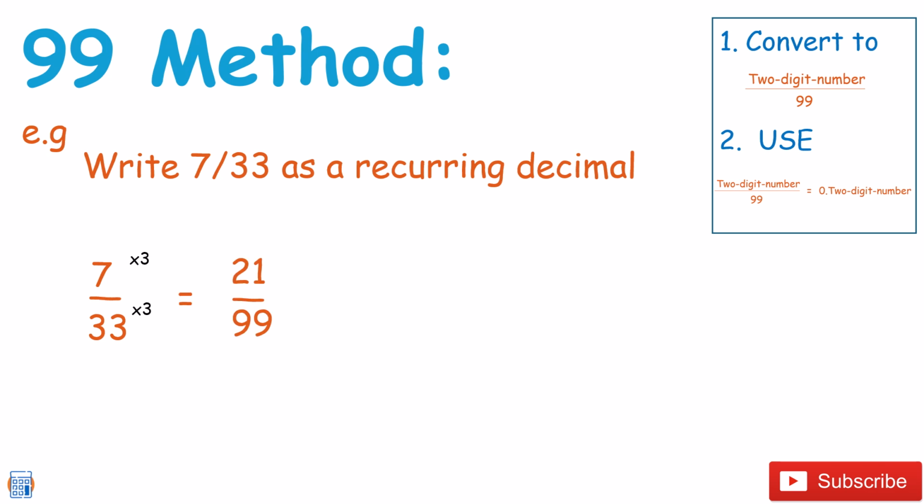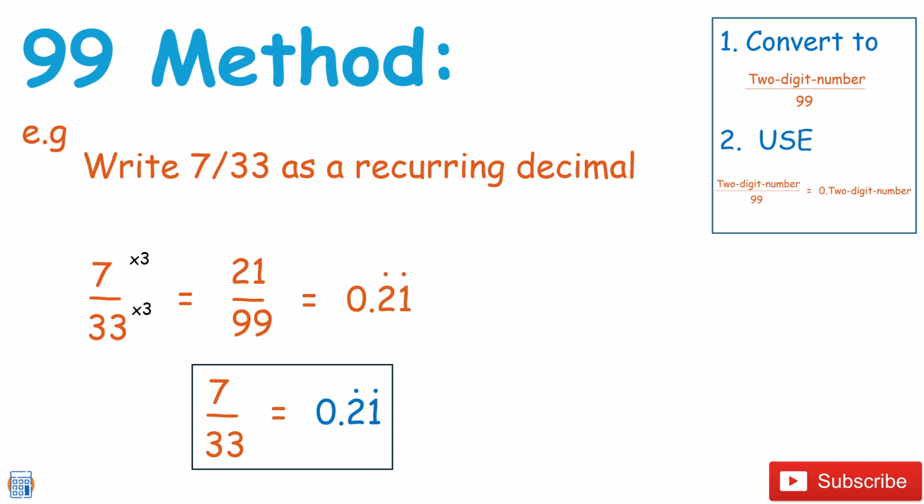And if you look at this rule up here, any two-digit number, which we have here 21, over 99 is equal to 0.2 digit number recurring. So in the end we have 7 over 33, which I'd have never known using this simple rule, is 0.21 recurring.